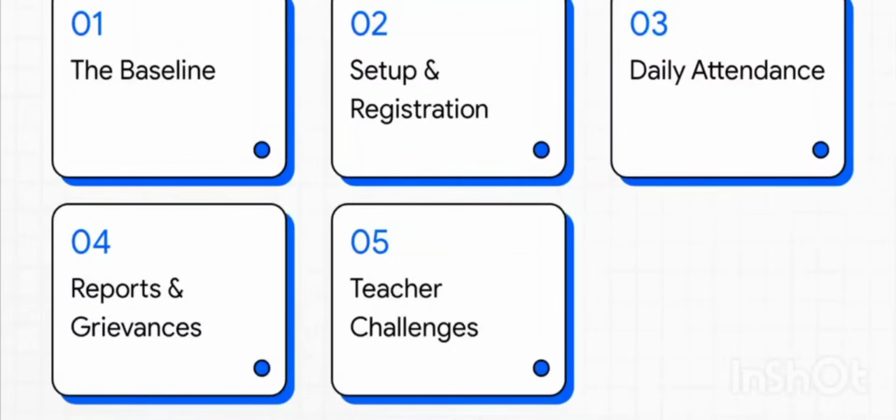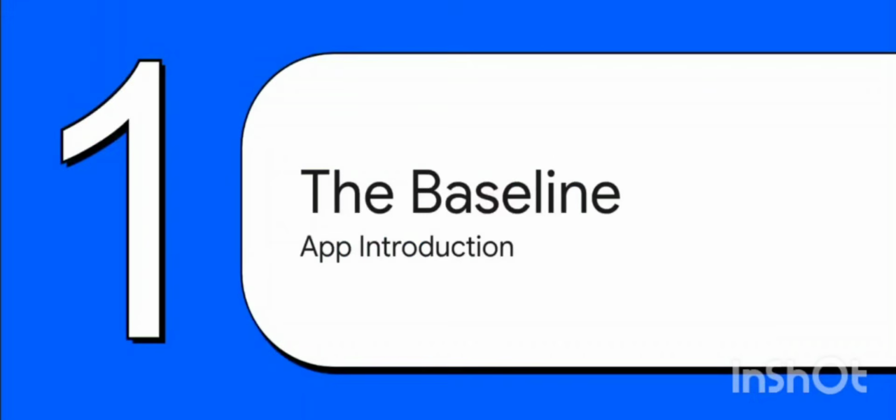Okay, let's dive into this. We've got a great roadmap today. We're starting with the baseline, then moving into setup and registration, followed by daily attendance. After that, we'll hit reports and grievances, and we'll wrap up by solving teacher challenges. It's a structured approach that's going to take us right from the basic setup straight through to solving your biggest classroom headaches. Let's kick things off with Section 1, the baseline.